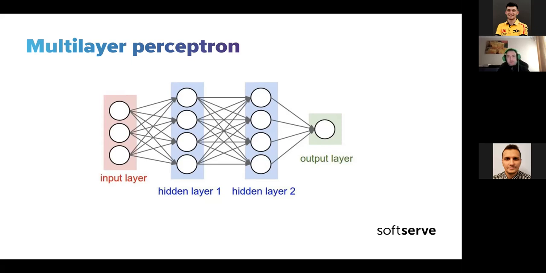Please do bear in mind that in this particular example, we have only one output on our output layer, but it doesn't mean that the output should be single. Sometimes the output consists of several neurons, which we could treat as output.